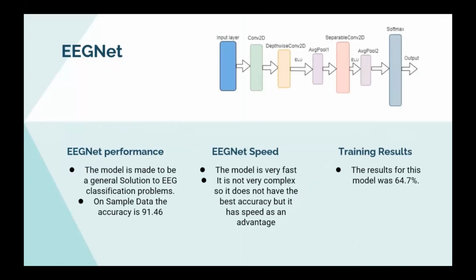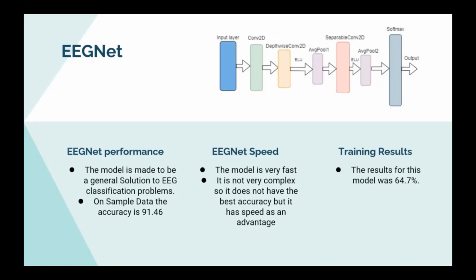This model was not created to solve a single classification problem. However, it was an attempt at creating a general model that can train any EEG-based classification problem. It showed promising results on some sample data that was used by the creators of the model to show the model's performance. When we tried to train the model on our dataset, we reached an accuracy of 64.7% when we trained it on 100 subjects and all 64 channels.